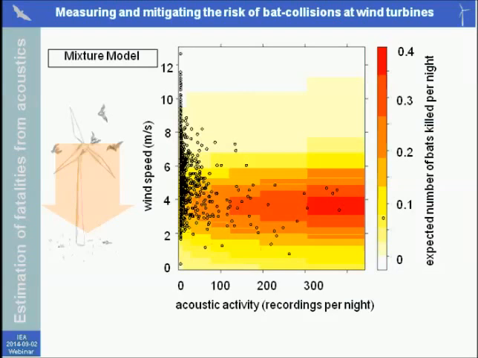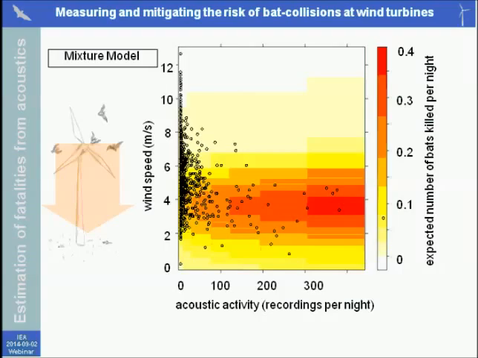And this is the core finding of our first study. We see fatality rates from 0 in white to almost half a bat per night in red, and fatality rate increases with acoustic activity from left to right, and we see that the most dangerous wind speeds are around 3 to 5 meters per second. And the black dots are the nights we actually sampled.